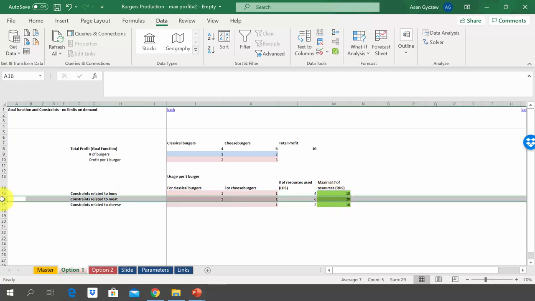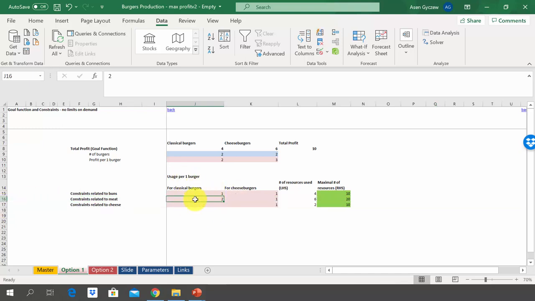In the very same manner, we do the meat and cheese. Obviously, what changes is the parameters. So in the case of the meat, we need 2 units of meat per one burger and 1 when it comes to the cheeseburger. This means that we use 6 units of meat for the production of 4 burgers, and then we also have available 20.